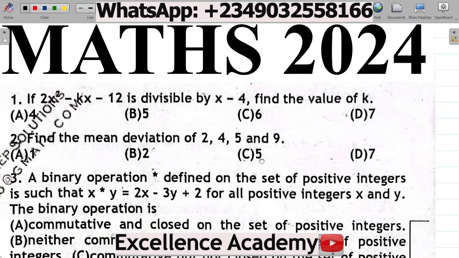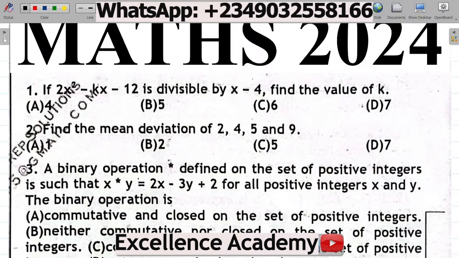So let's see which option that is. That is option B, 5. That's your correct answer. Next up, question number 2. Question 2 says, find the mean deviation of 2, 4, 5, and 9. A, 1, B, 2, C, 5, D, 7.